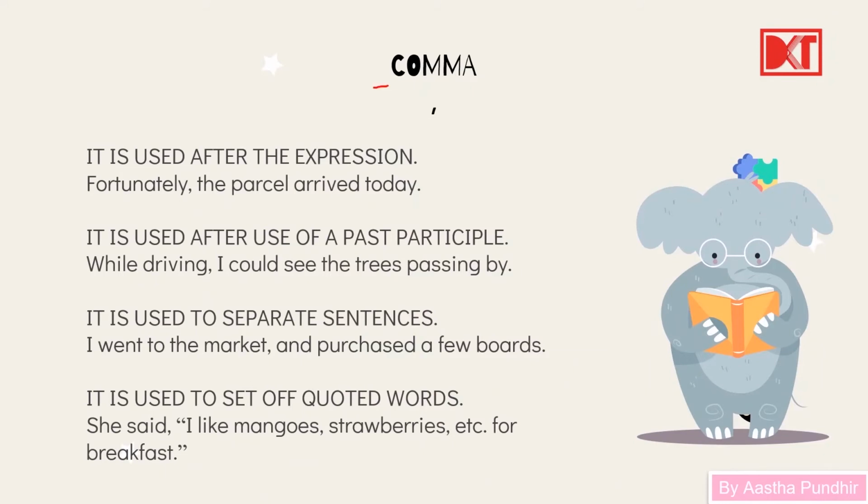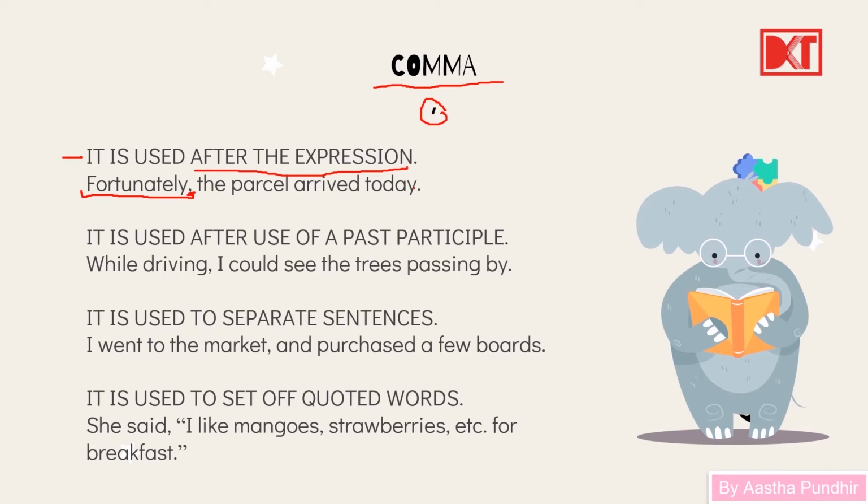Okay, so the next punctuation mark is the comma. We all know what a comma is, right? This is how a comma looks. So when is a comma used? It is used after an expression. Suppose we use some expression like fortunately, unfortunately, afterwards, next, then, now. After these kinds of expressions a comma is used. You see here the comma, and at the end we use our full stop.